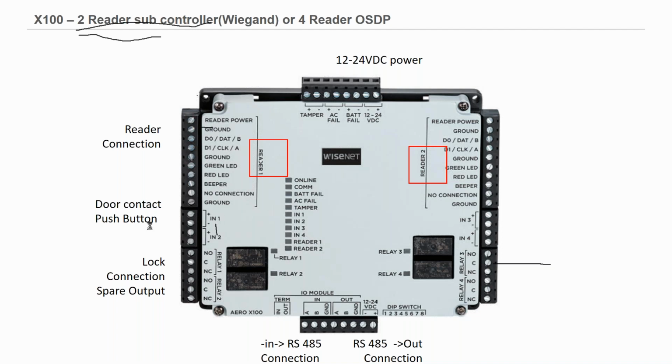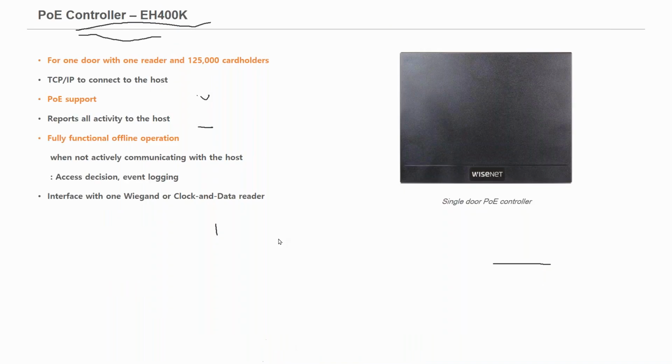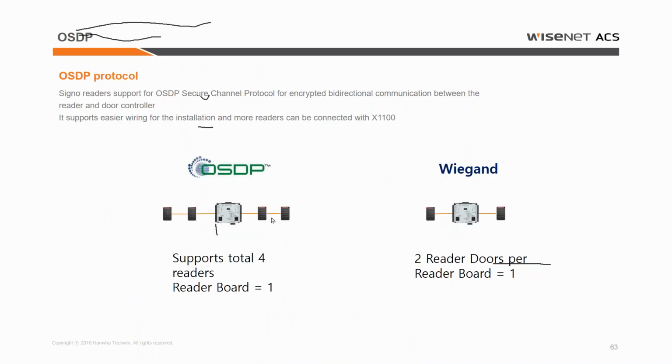Okay, so you have door contact and push button. You cannot make two doors here. We cannot detect two doors, whether it is open or closed. So even if you use OSDP, the only benefit is if your door is having in and out, only one door, but you have two readers. To enter reader, to exit also you have to swipe the card.